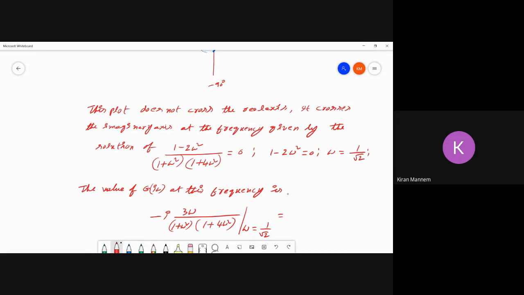So this is the point, the imaginary point, right? After substituting, the real value is equal to 0, you'll get some frequency. At this frequency, this real value is 0. So now substitute this frequency in your imaginary term. The real value would be 0 here. So substituting at omega equal to 1 by root 2, it would give the value.